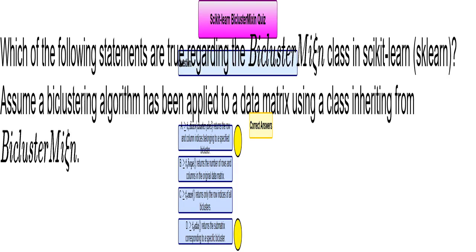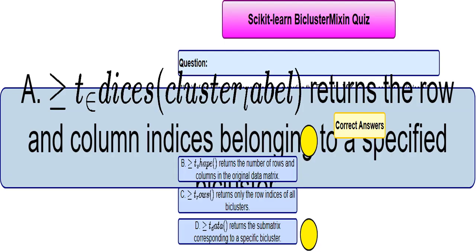This sets the stage. We're given a scenario. A biclustering algorithm has already run. Now, let's examine the options to see which ones accurately describe the behavior of the BiclusterMixin methods. Option A. GETINDICES takes a cluster label, an identifier for a specific bicluster, and returns the row and column numbers that belong to that particular bicluster. This is a common and very useful functionality.